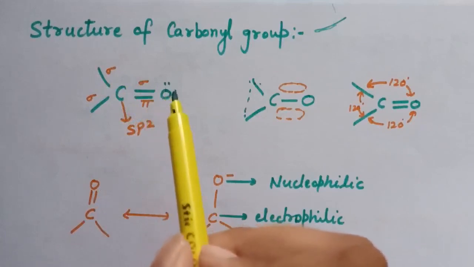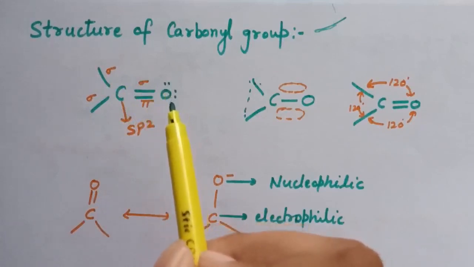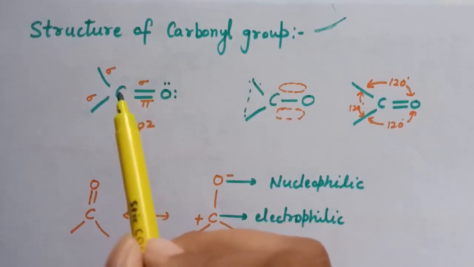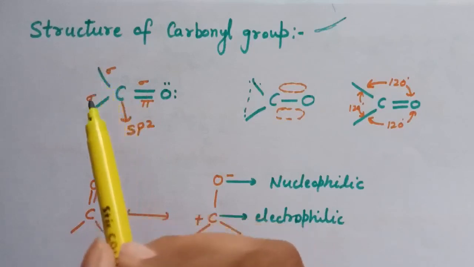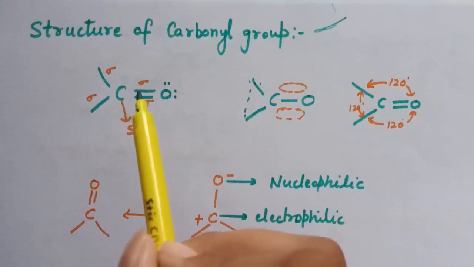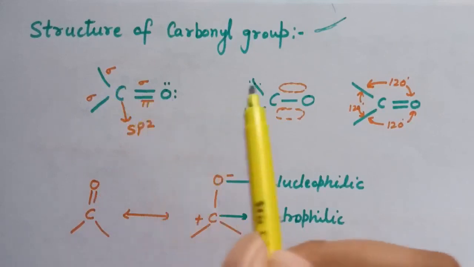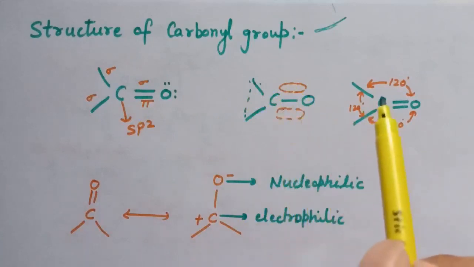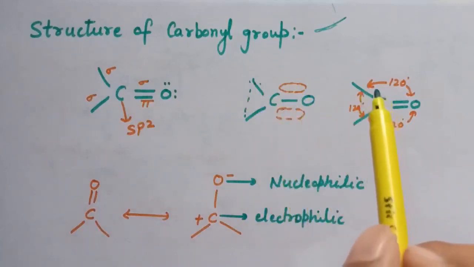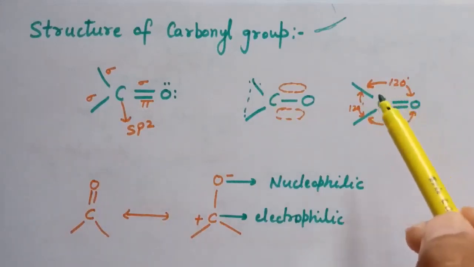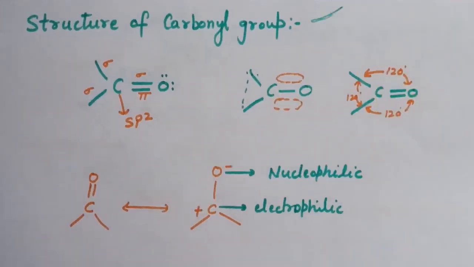Also this oxygen has 2 non-bonding pairs of electrons, and the carbon atom and the 3 atoms attached to it lie in the same plane, and this pi electron cloud lies above and below the plane, and the bond angle is approximately 120 degrees, as expected of a trigonal planar structure.